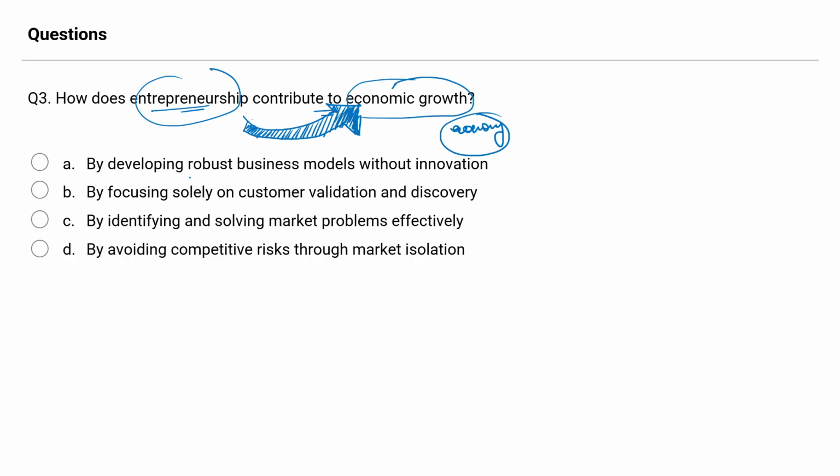Single correct answer questions. Okay. By developing robust business models without innovation, by focusing solely on customer validation and discovery, by identifying and solving market problems effectively, and by avoiding competitive risks through market isolation. Okay, so you've got four options, and we are trying to understand how entrepreneurship is contributing to economic growth.